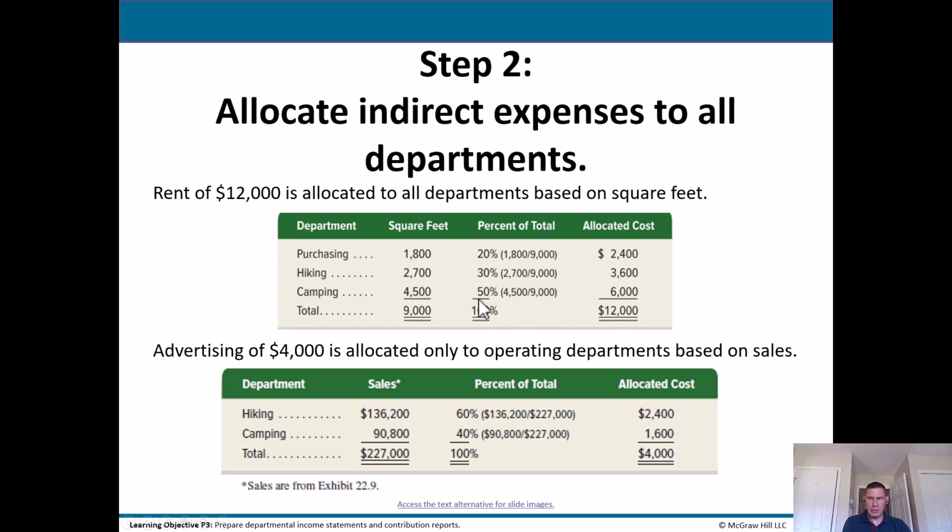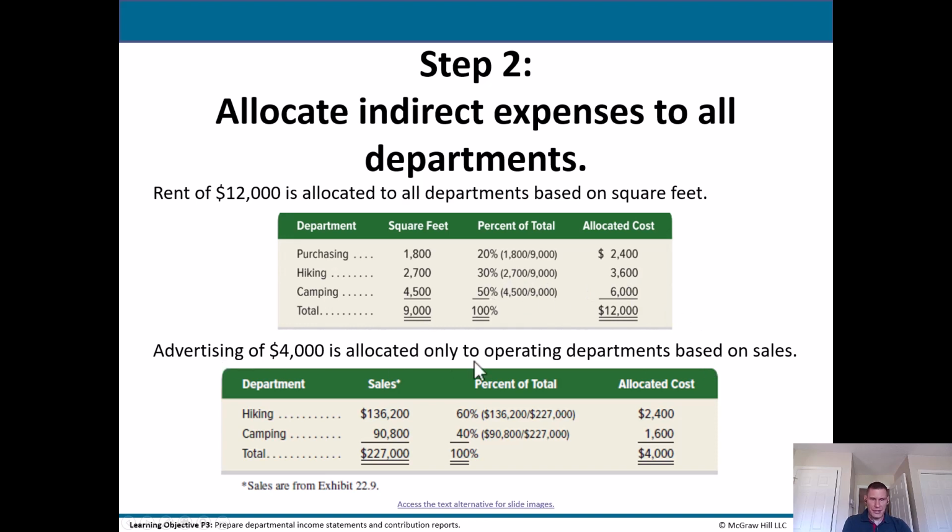So all they're doing here is getting the percentages. And then they're saying, okay, 12,000 is total rent. So purchasing gets 2,400 based on 20% of the square footage. Hiking gets 3,600 based on 30% of the square footage. And then camping gets 6,000 based on 50% of the square footage.